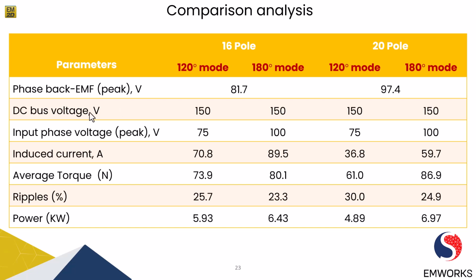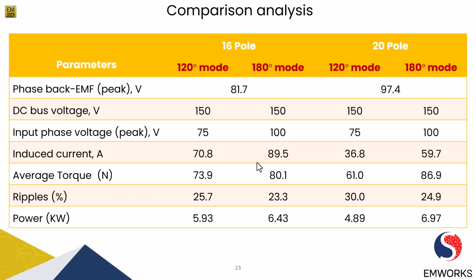Then the next is the DC bus voltage, which is the same for all modes of commutation in both designs, whether it's 16 or 20 pole. We kept the DC bus voltage the same so that we can have a comparison analysis between these designs. But obviously, when we go for the 120 degree mode, the peak voltage we get is 75 volts, and for 180 degree we get 100 volts, which is very similar in both cases.